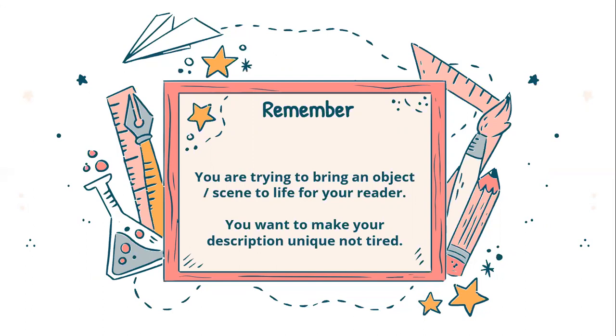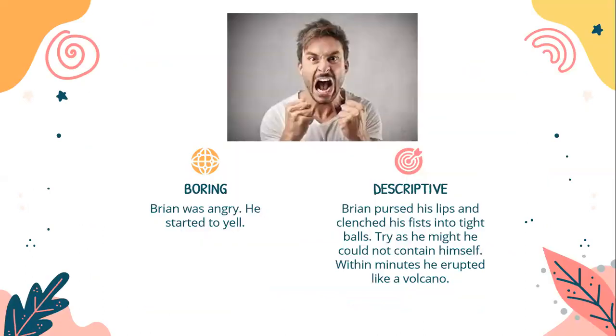Let me give you a few examples. If I said, Brian was angry, he started to yell, it's very boring. This is very familiar language. Let's use something unique. You say, Brian pursed his lips, clenched his fists into tight balls. Try as he might, he could not contain himself, and within minutes he erupted like a volcano. Now, your reader is thoroughly engaged in this piece of writing. They are feeling everything that is happening. So, this is how you use your descriptive language.